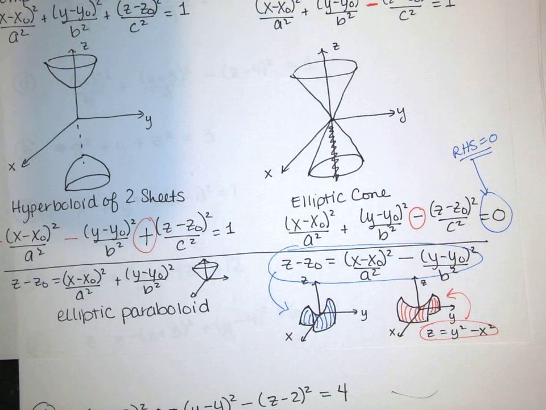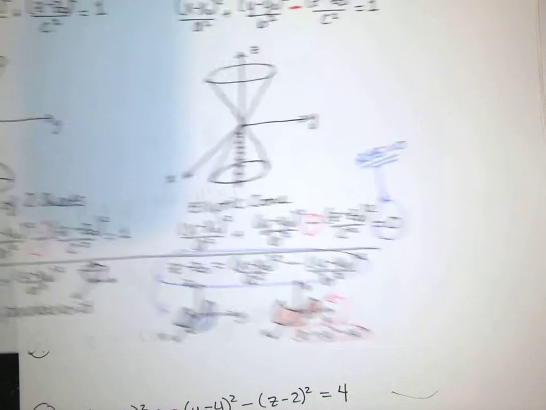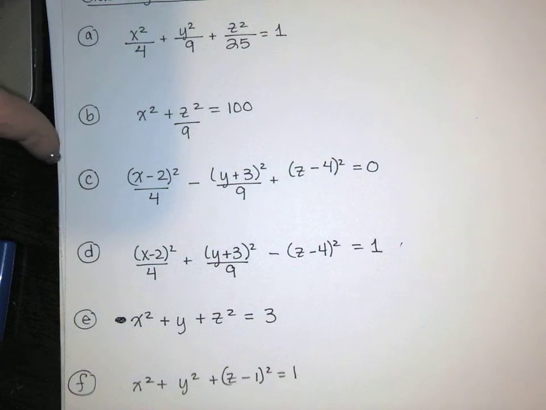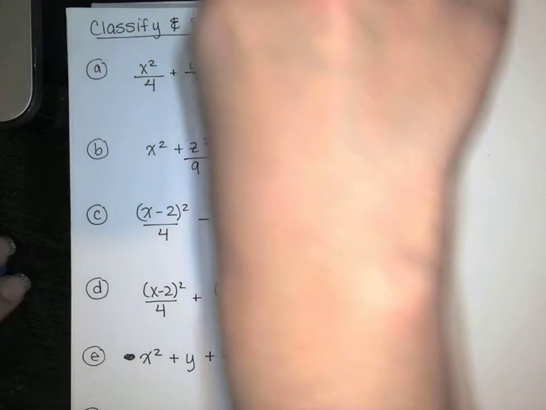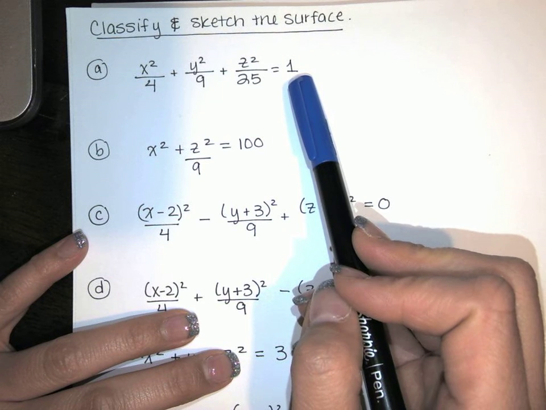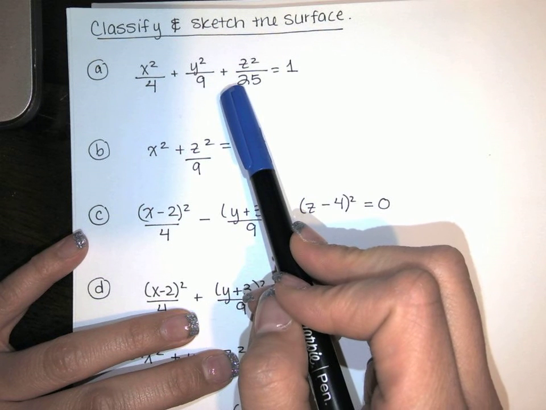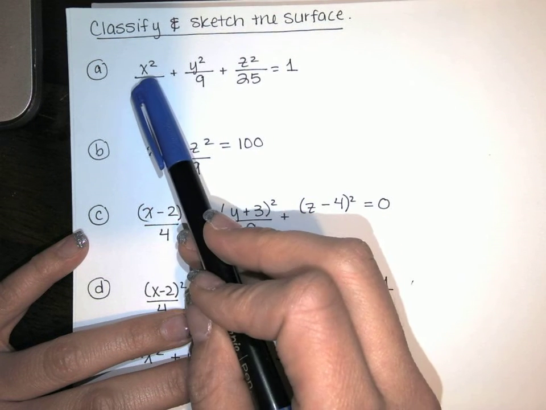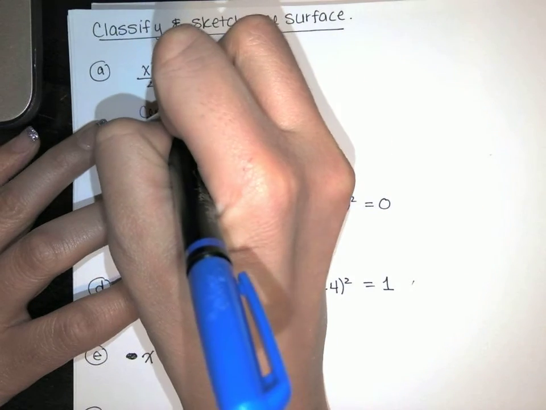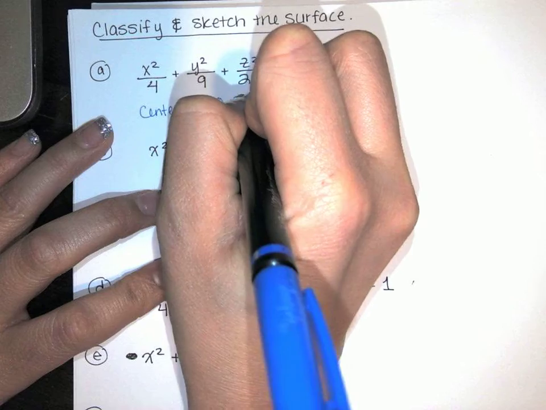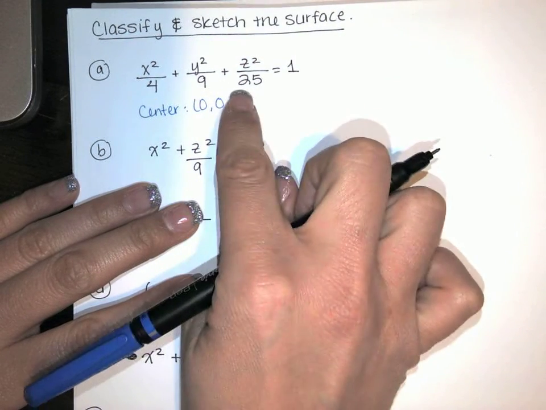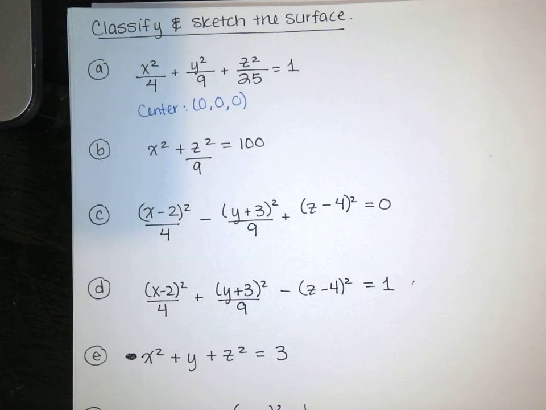Let's look at a list of equations and try to identify them by type and sketch them. Okay, so let's look at the first one. Notice all 3 variables are squared. We've got a 1 on the right-hand side, and all 3 variables are positive. We're also not subtracting anything from the x, the y, or the z. So the center is 0, 0, 0, because we're not subtracting anything from the x, the y, or the z. And since all 3 variables are squared, all of these guys are positive and there's a 1 on the right-hand side, we have an ellipsoid.